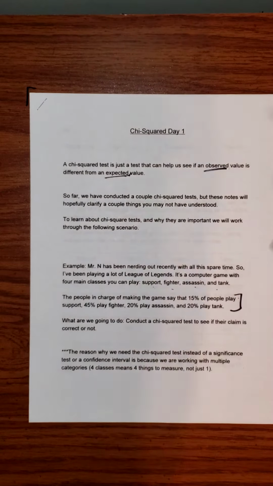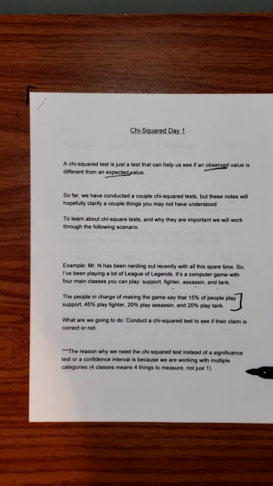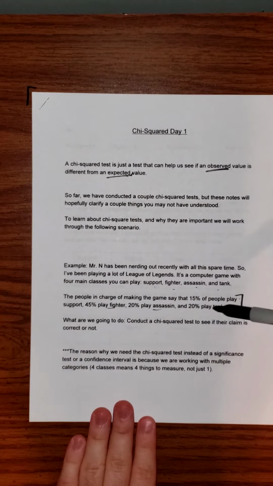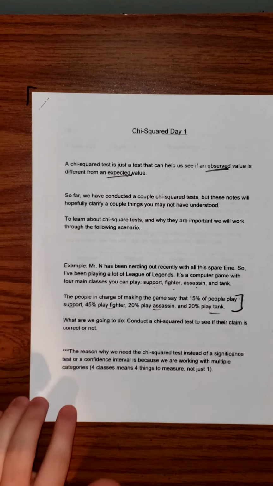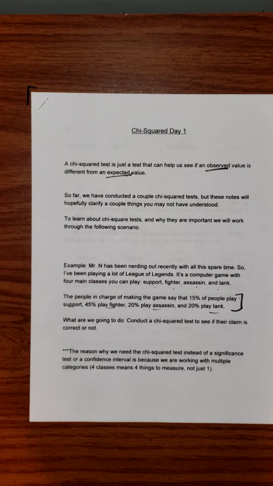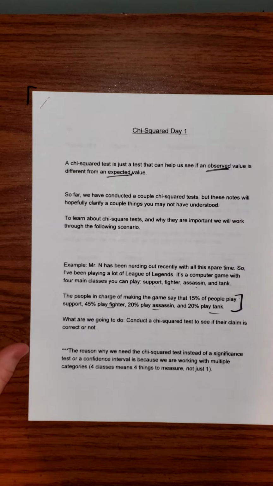Okay. The reason why we're using a chi-squared instead of a significance test or a confidence interval is because we're looking at multiple things here, all right? With a confidence interval or with the significance test, I was only ever looking at one thing, okay? I said, look at this one number, look at this one thing, measure it, is it true or not? There's 4 things here, right? There's support, fighter, assassin, and tank. All 4 of those things go into one claim. Okay, so I have to measure each of these 4 things as a part of one claim, as a part of one hypothesis. That's why a chi-square test is different from a significance test or a confidence interval, because there's multiple things that we need to measure here.